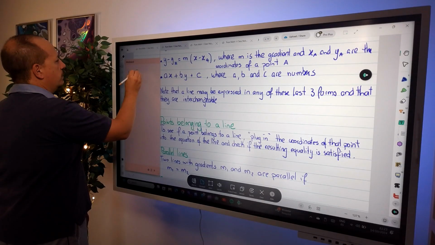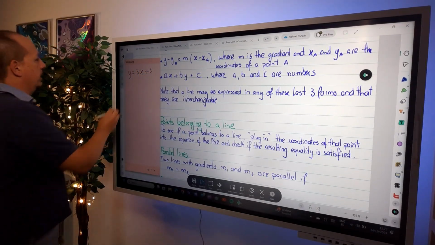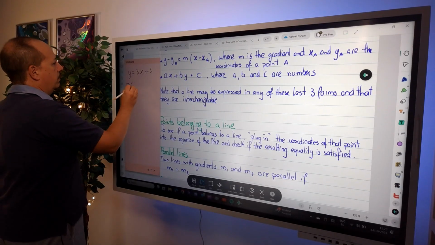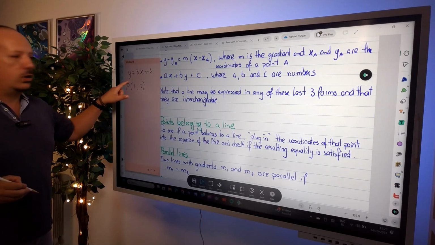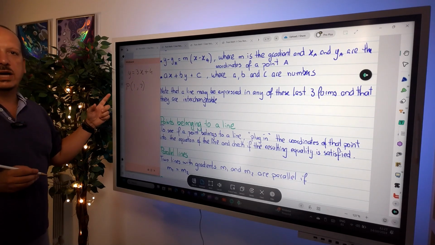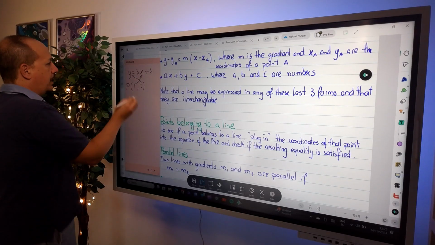Y equals 3x plus 4. And I want to see if the point P (1, 7) belongs to the line. So 1 is the x coordinate of the point and 7 is the y coordinate of the point. So I plug this over here and I plug this one over there and see what happens.